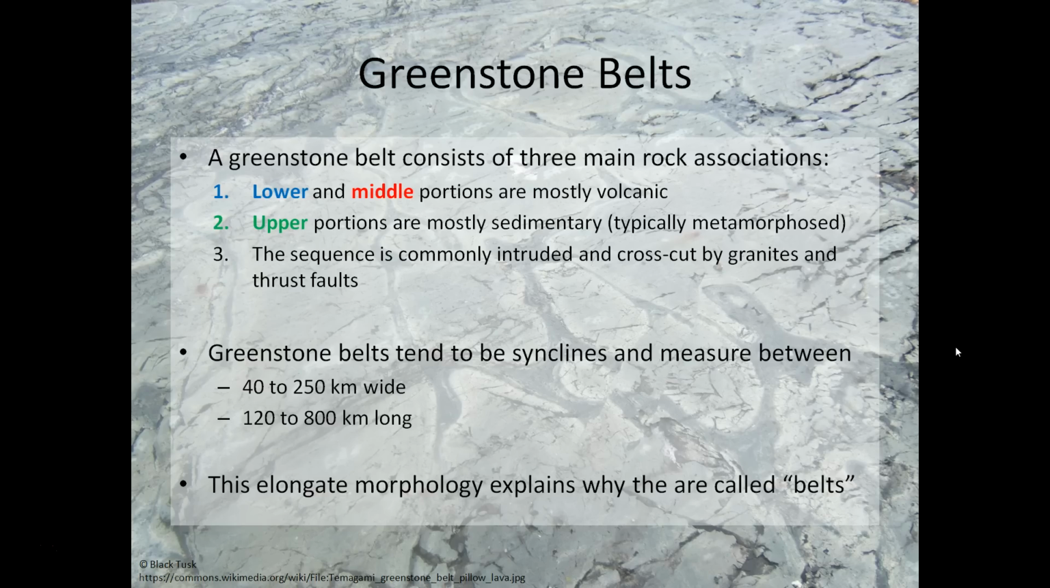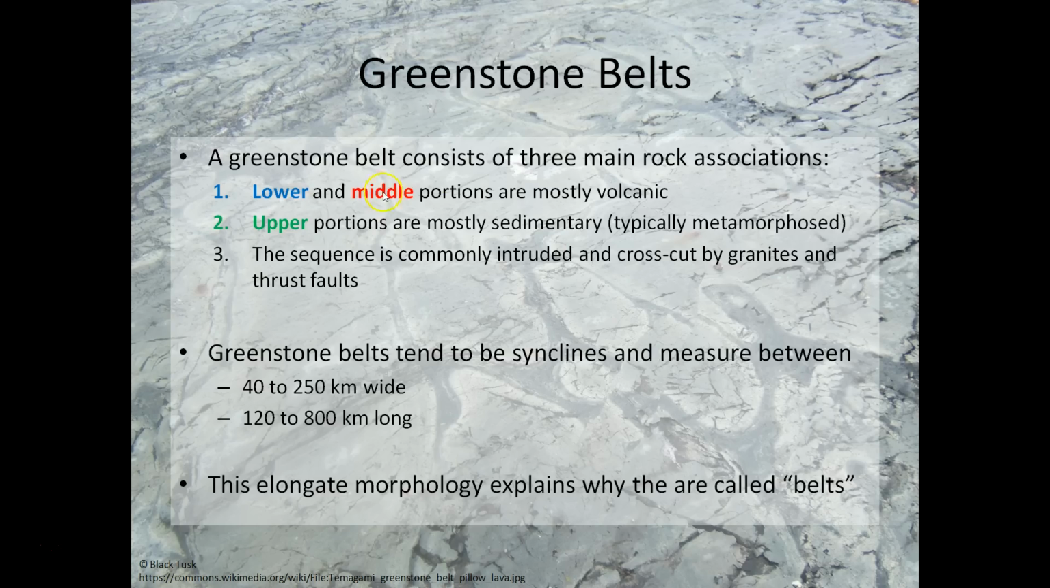So a greenstone belt consists of 3 main rock associations. So it's split into 3 distinct layers. The lower and middle portions are mostly volcanic. So they were basalts that have now been metamorphosed to produce greenstone. So the lower and middle portions of a greenstone belt are the greenstone. The upper layer of a greenstone belt is mostly sedimentary. Now those sedimentary rocks have typically been metamorphosed, but nevertheless they were sedimentary or possibly pyroclastic. Maybe they were of a volcanic origin.